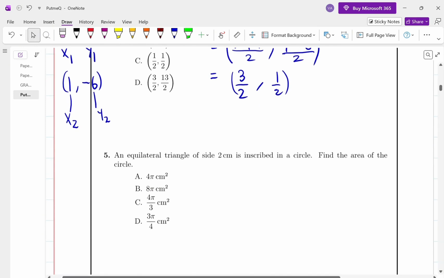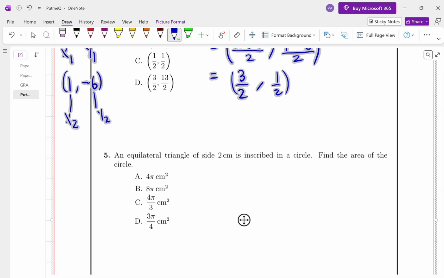So the next one: an equilateral triangle of side 2 cm is inscribed in a circle. You have to find the area of that very circle.